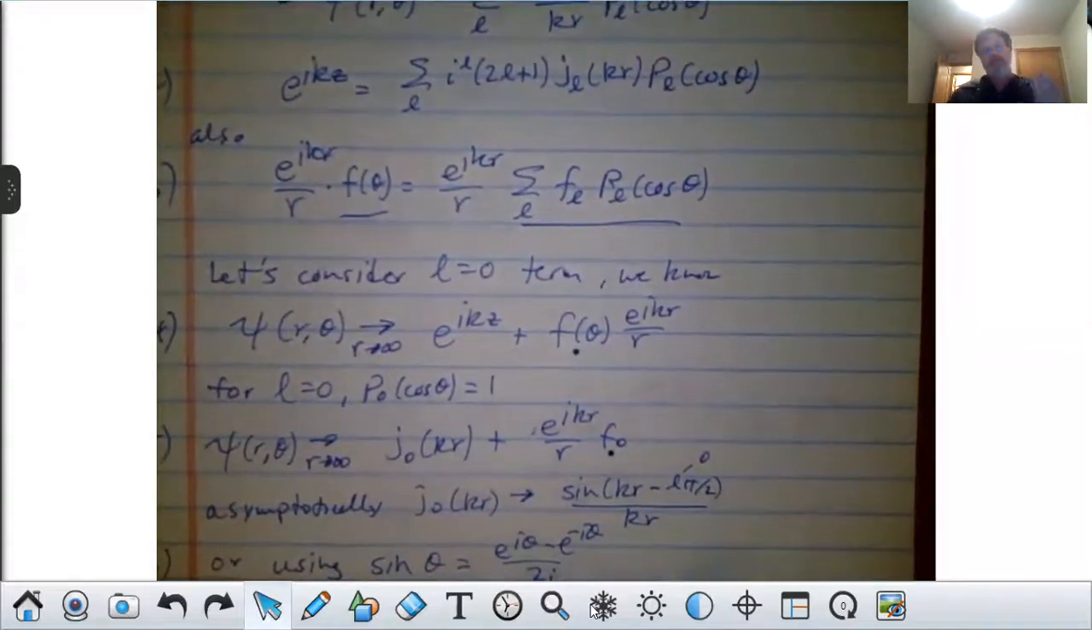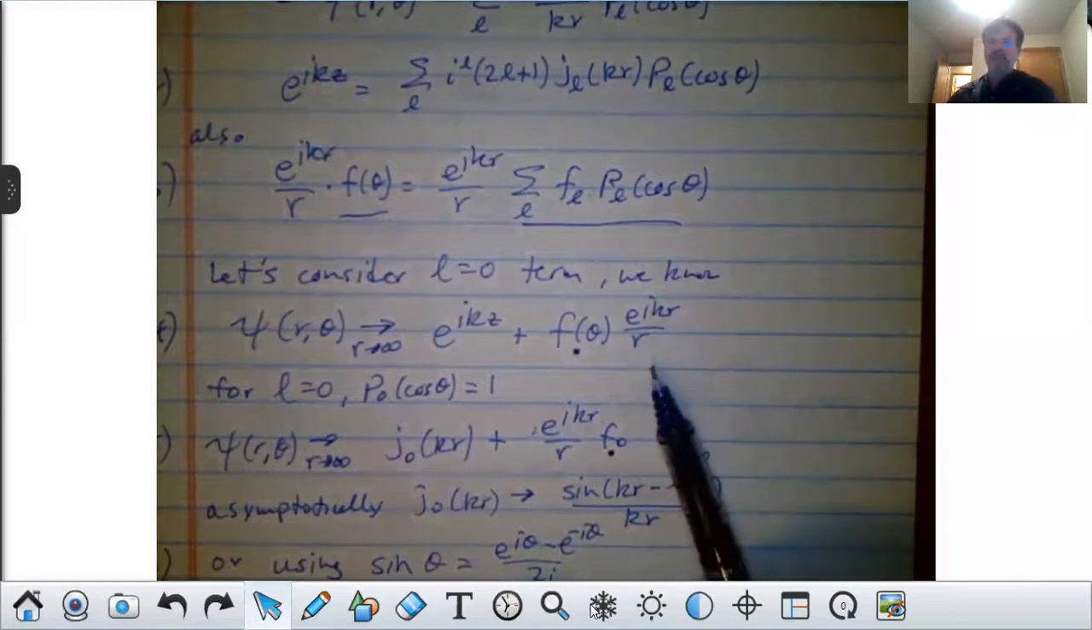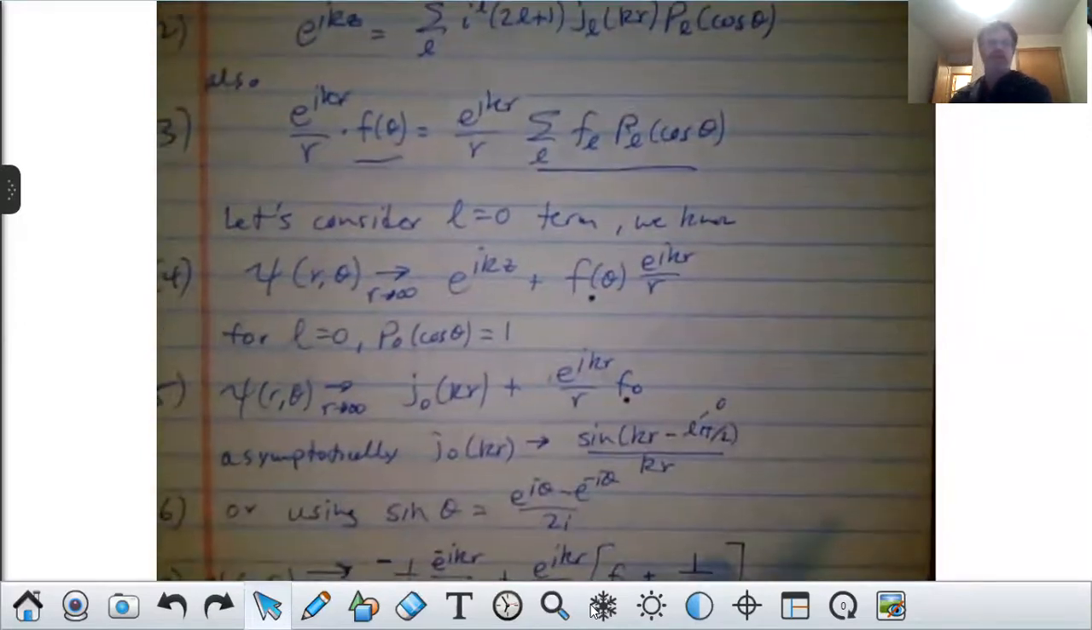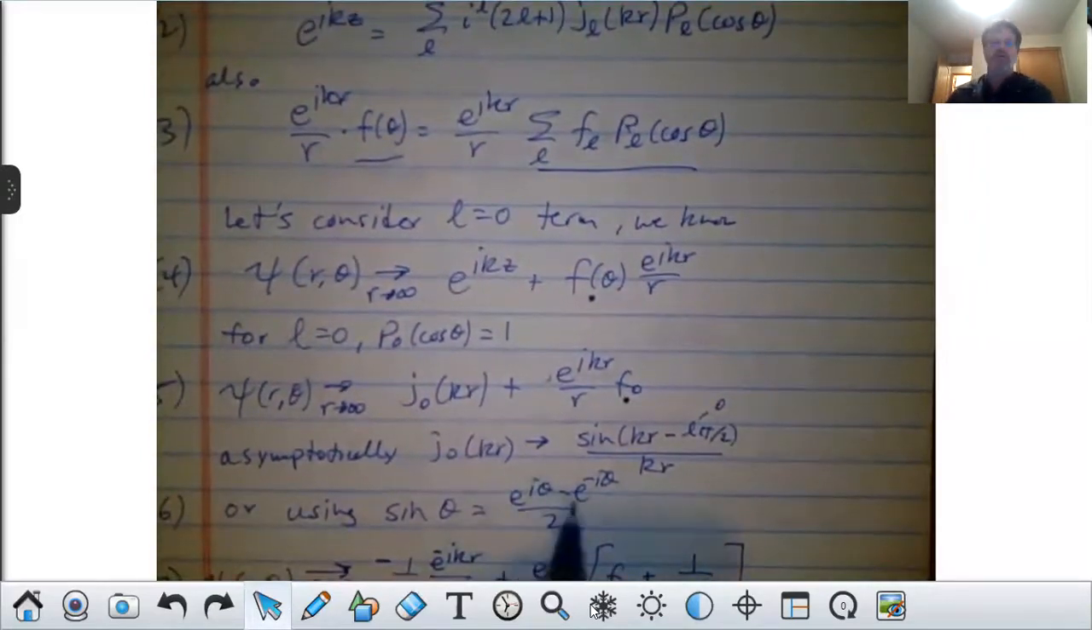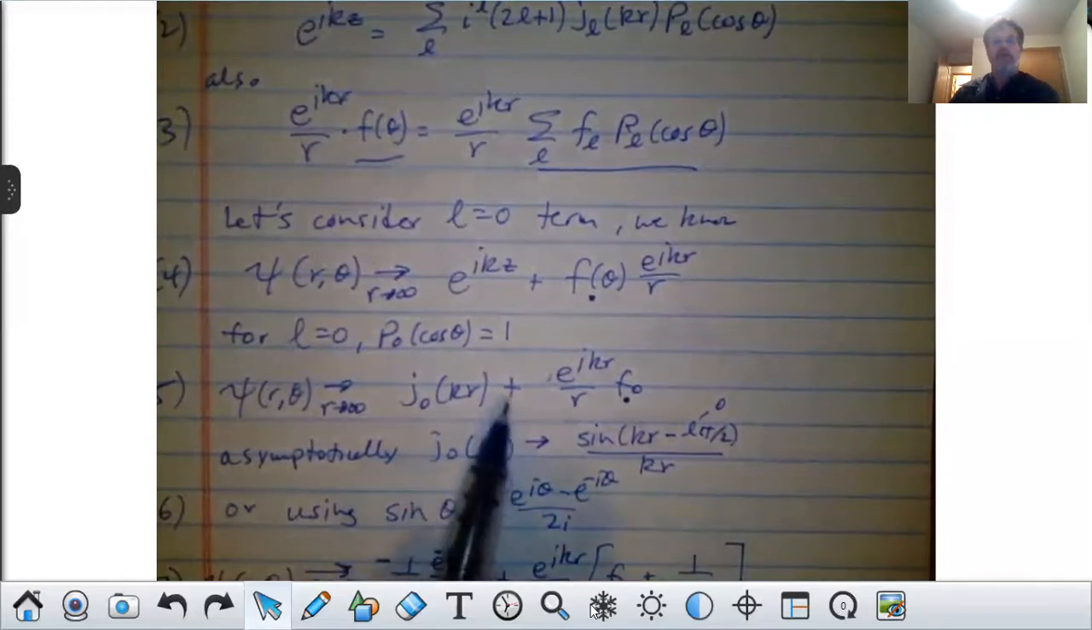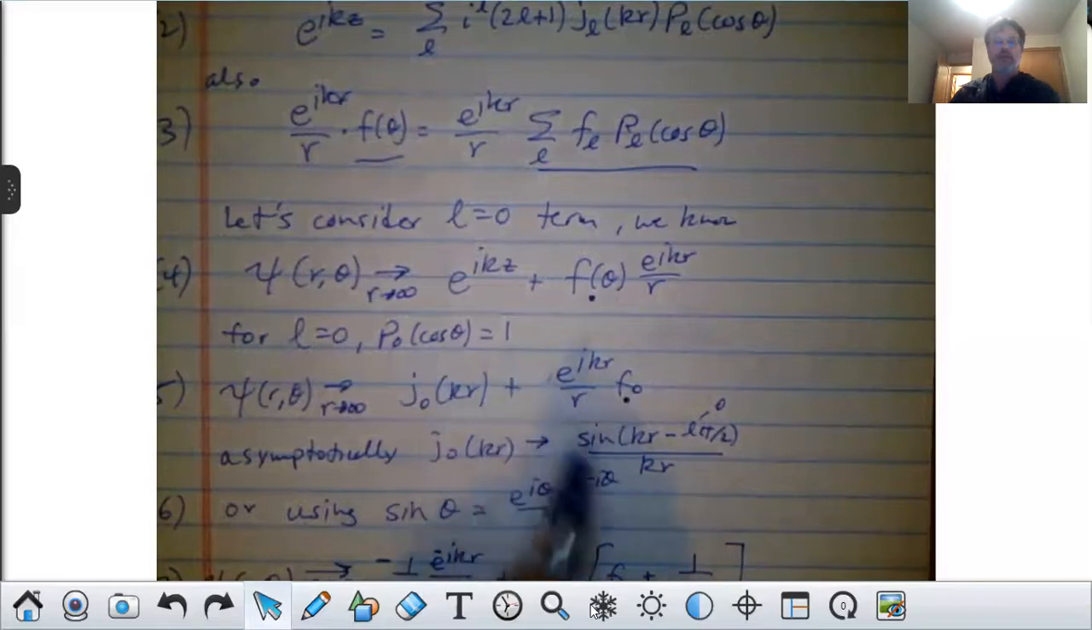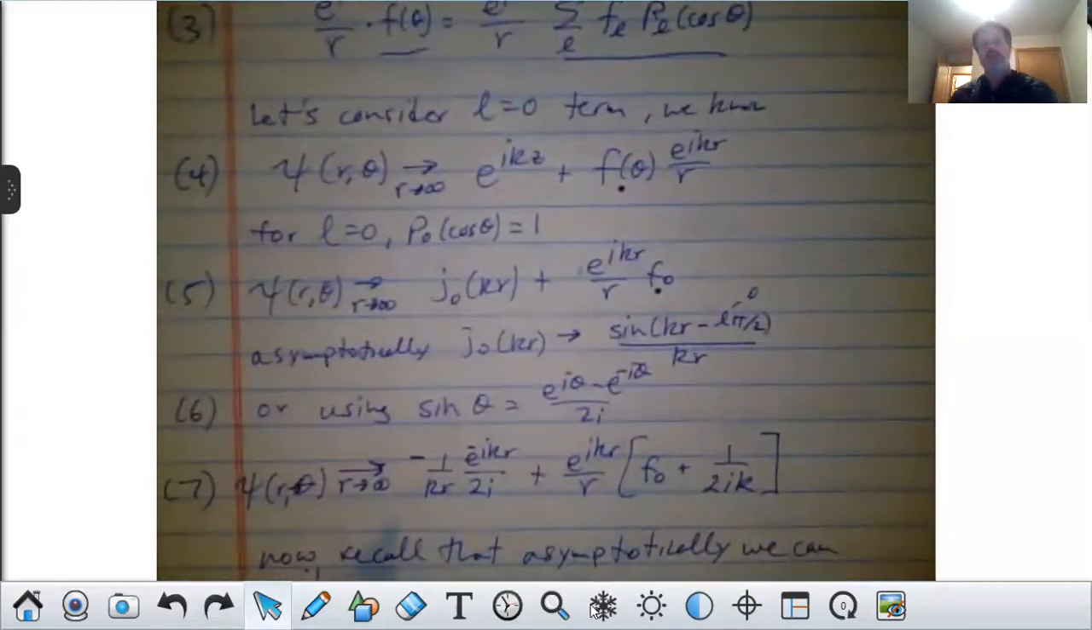We can also recall, maybe from a previous video, that asymptotically our spherical Bessel function goes as sine of kr minus L pi over 2, over kr. Now, again, I'm just looking at L equals 0, so it just goes as sine of kr over kr. Using a little bit more of what we did in the previous video, using the Euler formula, sine of theta is equal to e to the i theta minus e to the minus i theta over 2i, I can rewrite this asymptotic form here as this. So I'm just plugging in stuff and rearranging.